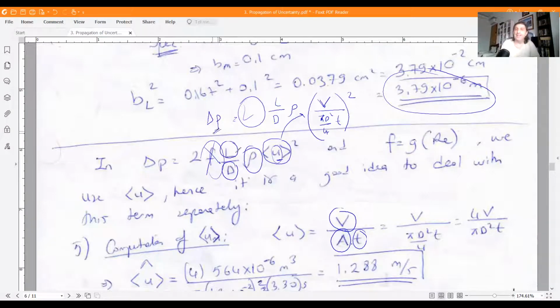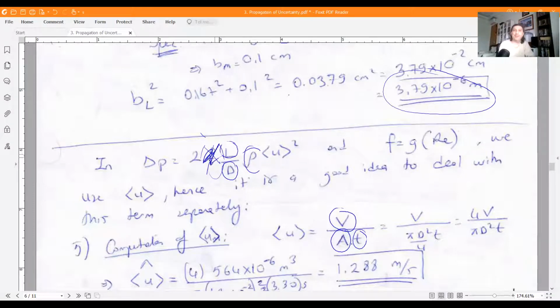That would be better to write in this form, find the pressure drop, and then use the first term of the Taylor expansion to find the partial derivative of delta P with respect to L, D, volume, and t. Note that there would be 4 variables: length, diameter, volume, and t. However, note that if you have some complicated equations, try to reduce the terms, try to get rid of those intermediate terms.